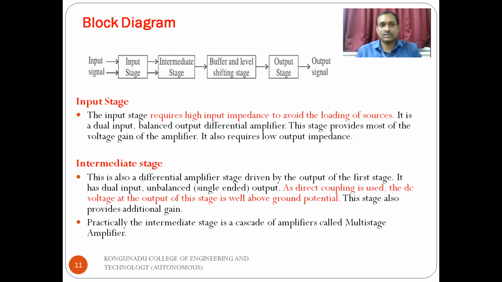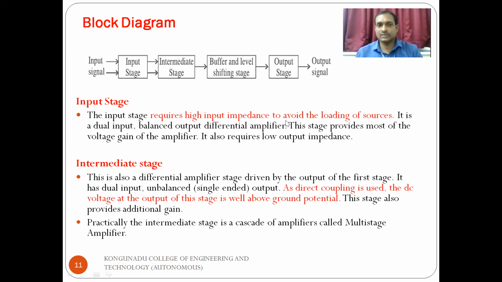Next, I'm going to discuss the block diagram of the operational amplifier. It consists of the following stages: one is the input stage, second is the intermediate stage, third is the buffer and level shifting stage, and fourth is the output stage. Initially we are giving the input signal to the input stage. It is a differential amplifier with two inputs and two outputs, so it is called a dual input balanced output differential amplifier.